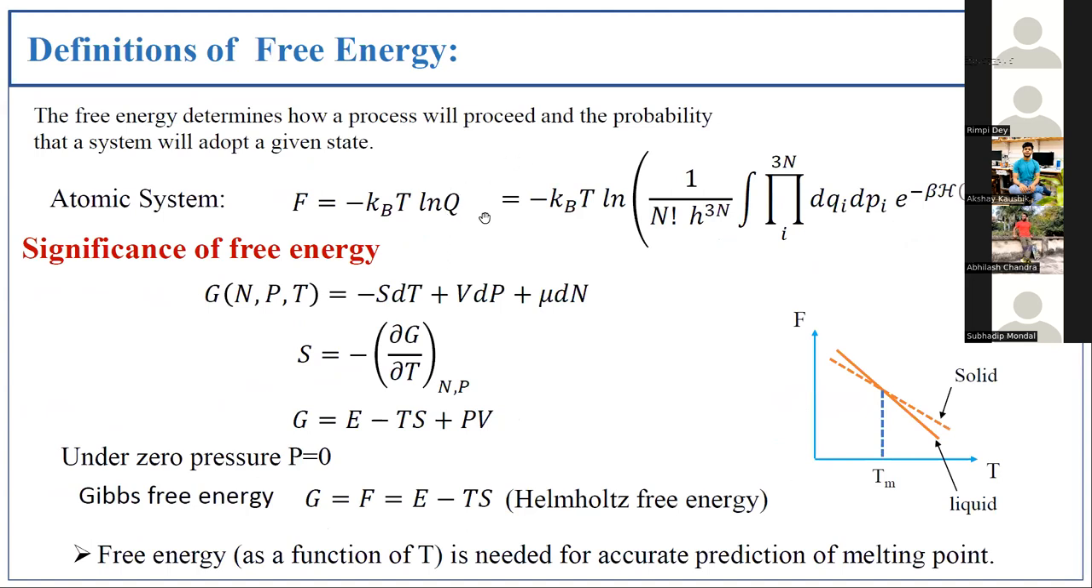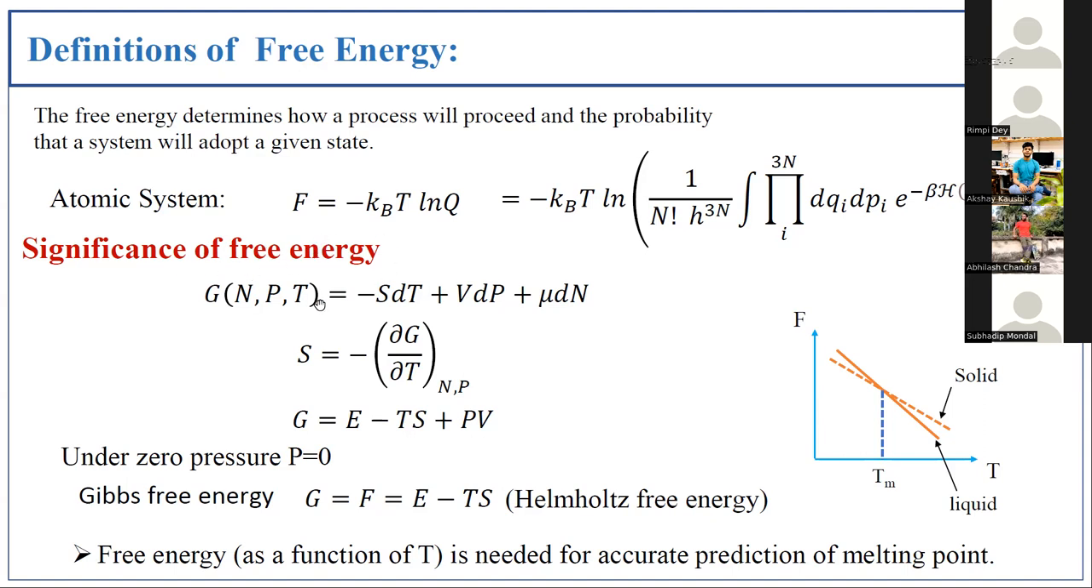Now, the partition function is directly related to free energy by the following equation, and equivalently we can write the free energy in terms of the integral of this Boltzmann factor. And what is the free energy? The free energy determines how a process will proceed and the probability that the system will adopt a given state.